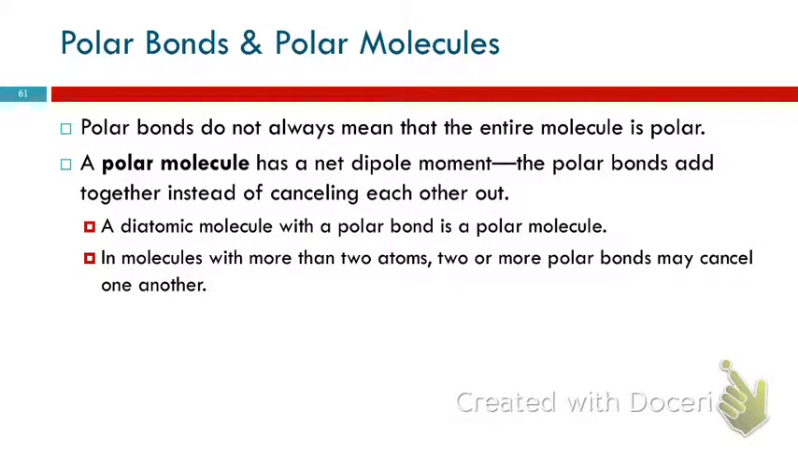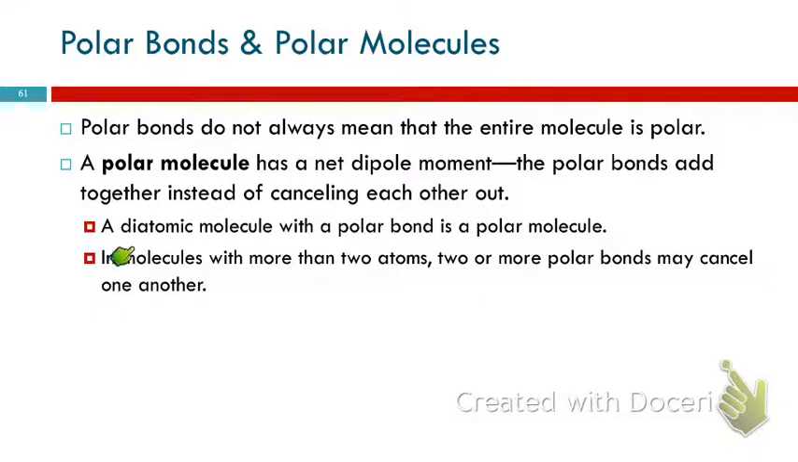So we've learned to identify polar bonds. A molecule can have polar bonds, though, and still be nonpolar overall. So a polar molecule has a net dipole moment. The polar bonds add together instead of canceling each other out, and so we have a polar molecule. The molecule itself has one end that's more positive than another.